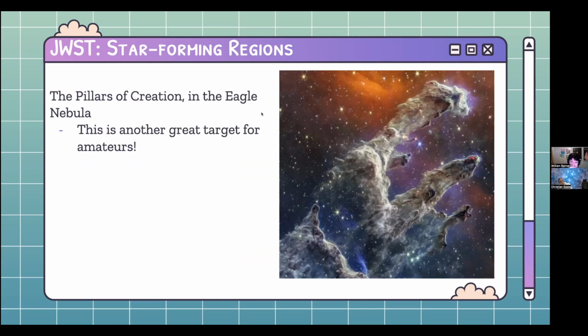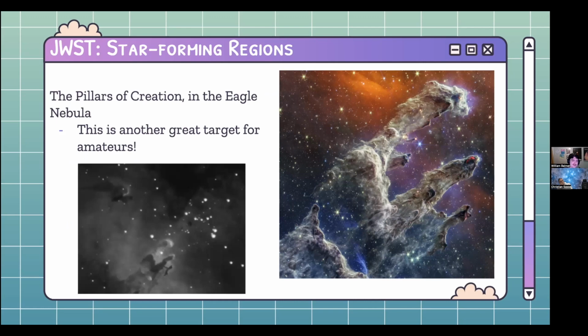There was also this spooky Pillars of Creation that was released recently. So this is another really great target for amateurs. You can see my 15 minutes of the Eagle Nebula in an H alpha filter here. But you compare that to JWST, and what you're really observing here is emission from the dust itself. So in the optical, you're seeing emission from the stars that are being blocked out by the dust, but in the infrared, you're seeing the dust itself, and it's just spectacular.